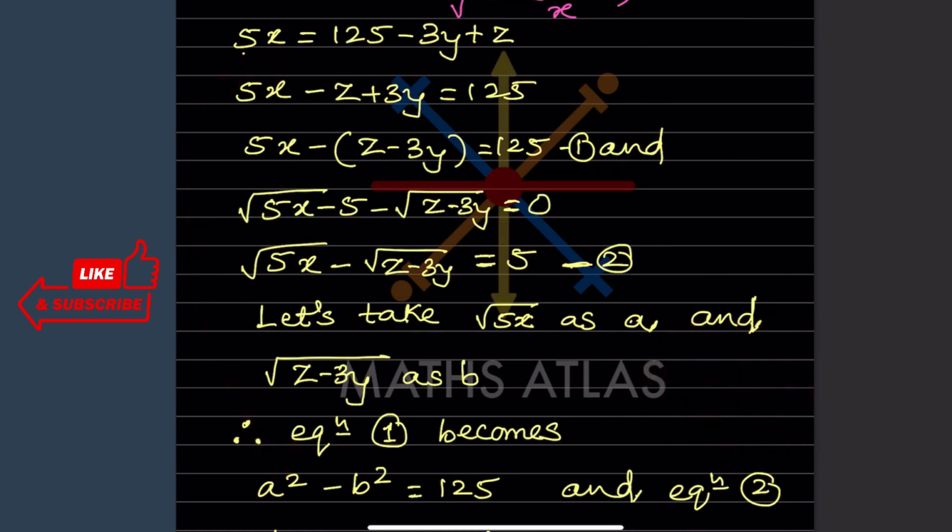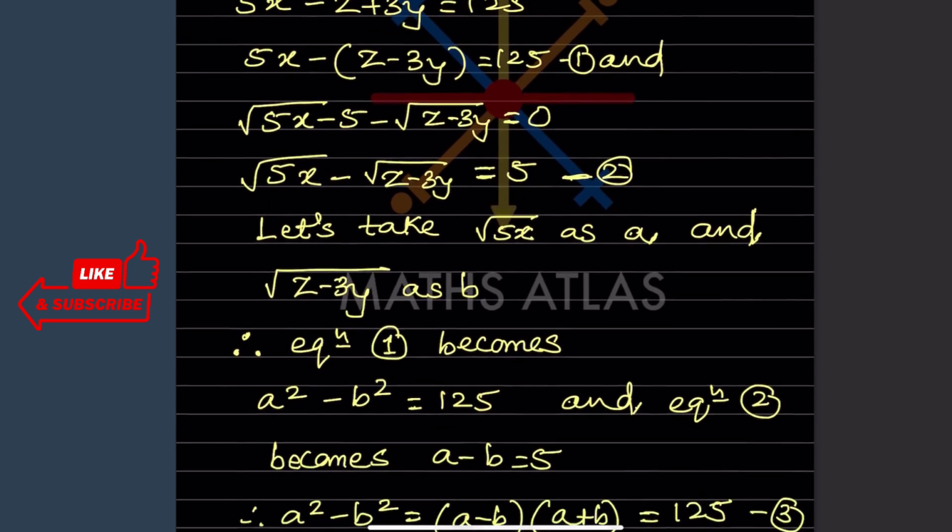Same for b. Root of z minus 3y, we are going to consider this as b here. So root of z minus 3y into root of z minus 3y, that will be b into b. But when we take out this root, what are we going to get here? z minus 3y. So here we are going to consider this as b square. Z plus 3y. So this is 125.